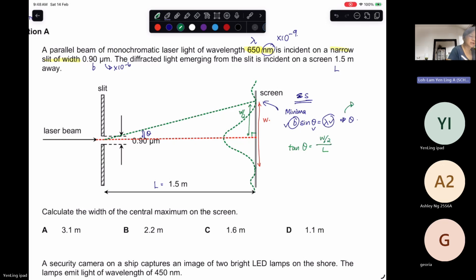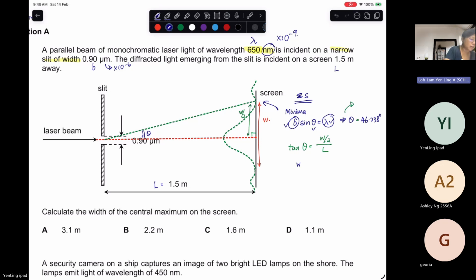Now, if you work out this theta, you would have gotten 40 something degrees. So remember to double check that your calculator is working in the mode that you want. If you work in degree mode, you would have 46.238 degrees or something like that. So this is definitely not small angle. So we cannot use sine theta approximately tangent theta.